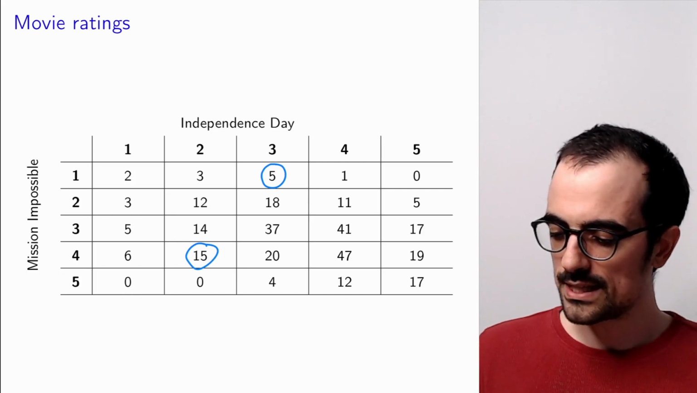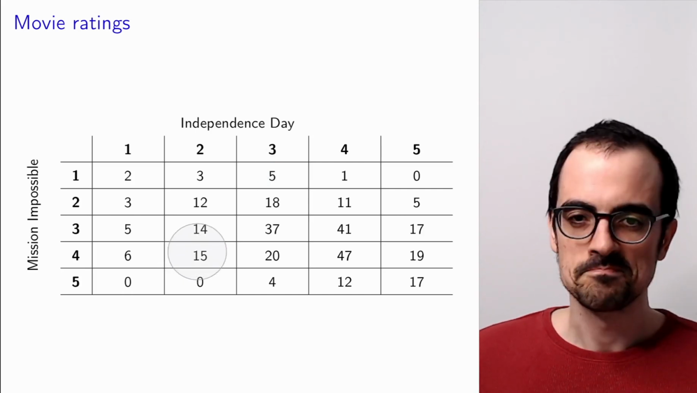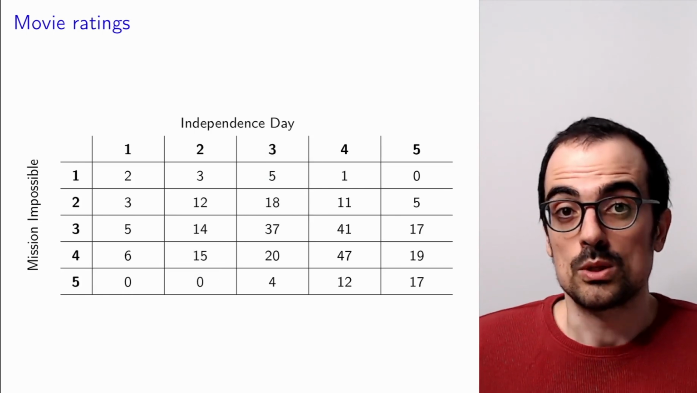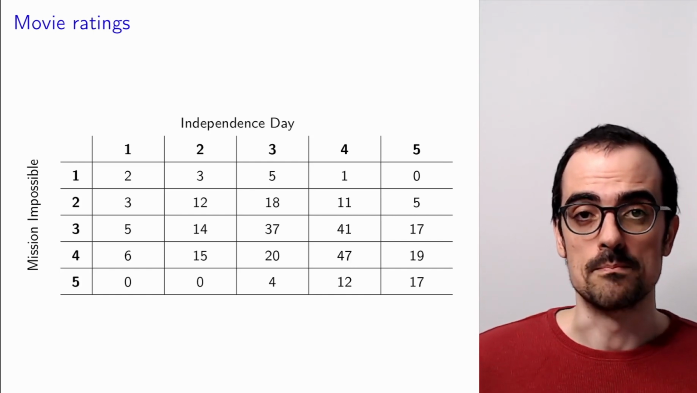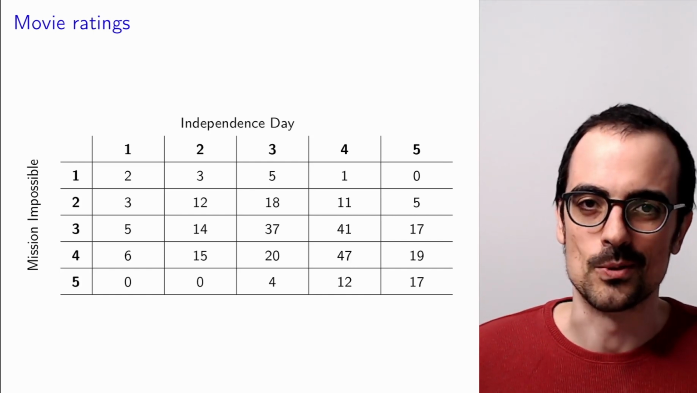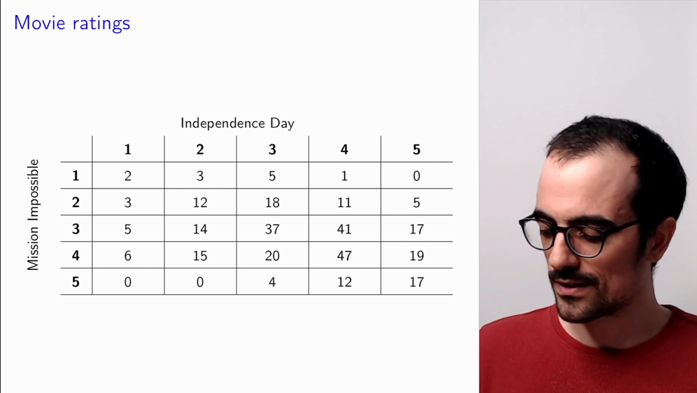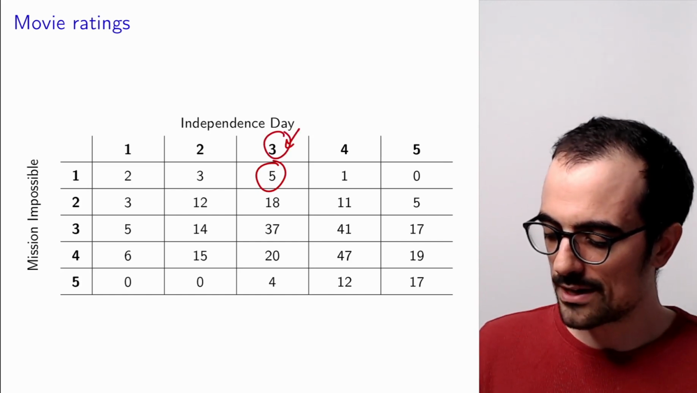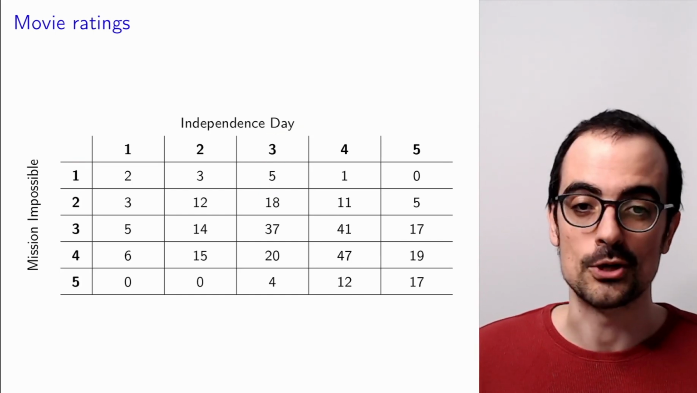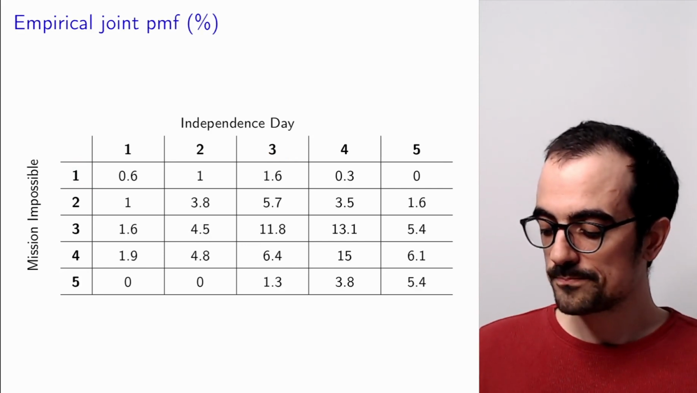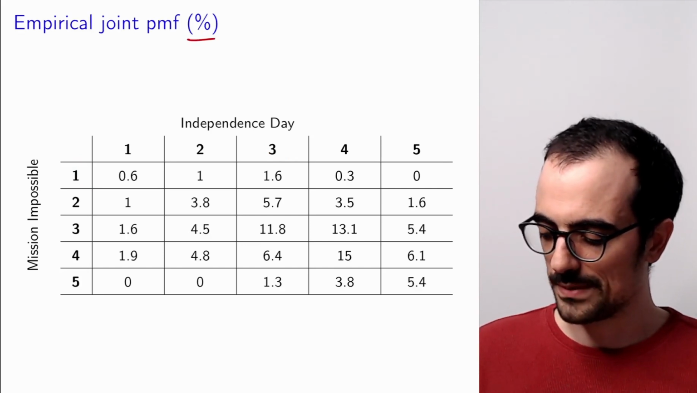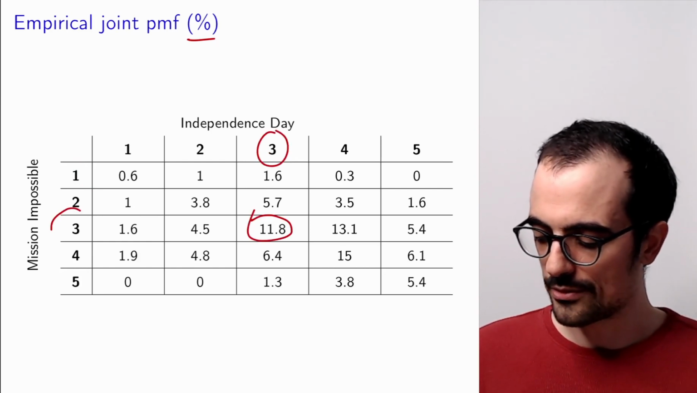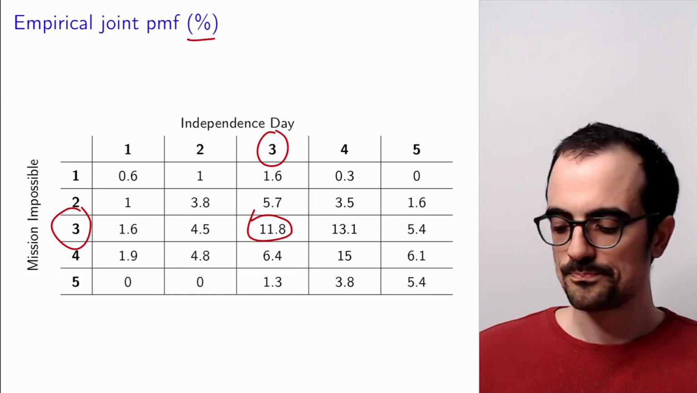Okay, so now from this data, how do you estimate the joint PMF? I would encourage you to stop the video and think about it just for a moment. So what we do is we just divide by the total sum, because that is n if you want. The sum of this indicator function is just equal to this, because this is how many times we observe this particular pair. Now we need to divide by the number of data points n, and this is what we obtain. Realize that this is in percentage, okay? So this means that 11.8% of people gave a 3 to Independence Day and a 3 to Mission Impossible.